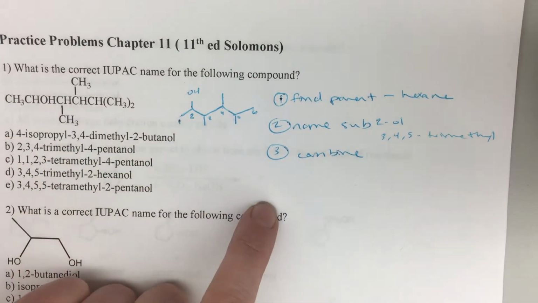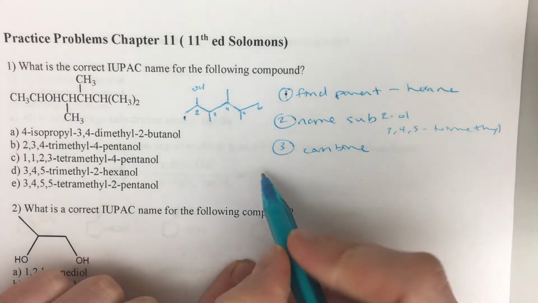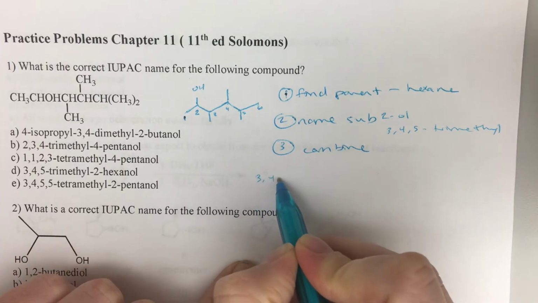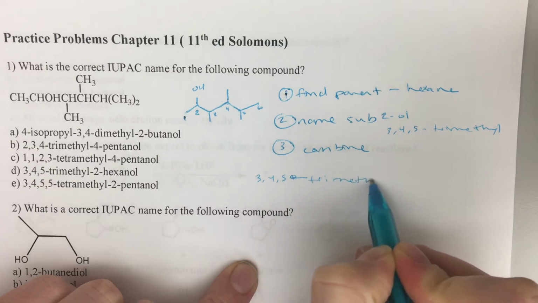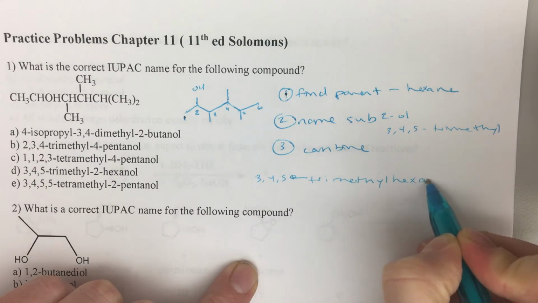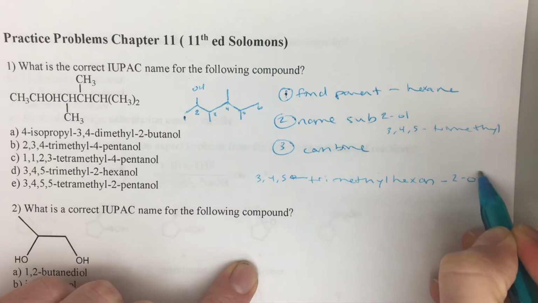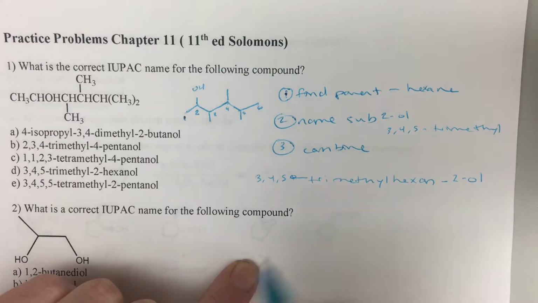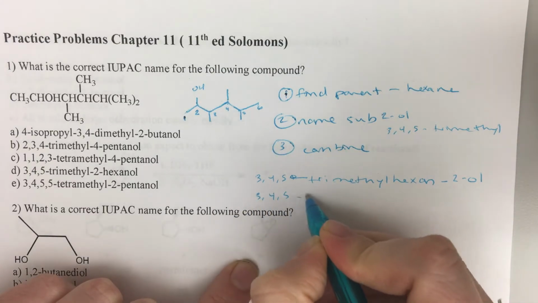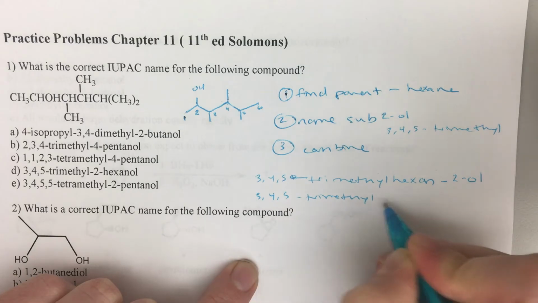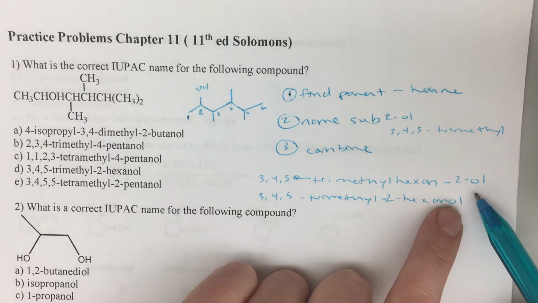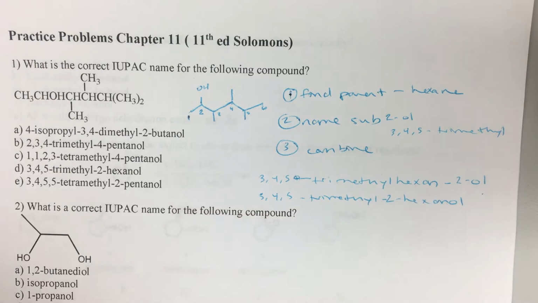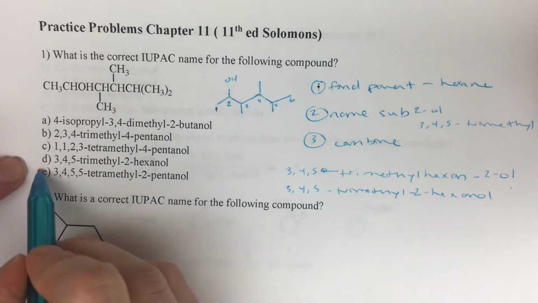So if you're going to combine that all, it would be 3, 4, 5, trimethyl hexane dash 2-ol. Oh, my dash got a little weird. Alternatively, you could do 3, 4, 5, trimethyl 2-hexanol. This is a little bit more specific. It puts the 2 right before the suffix, but either one of these is technically correct, so that means your right answer here would be answer choice D.